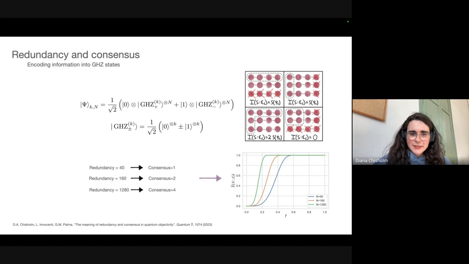If redundancy is 20, so basically, as you can see, 40 is this plot here, this blue line. In order for me to reach the value of 1 of mutual information, I need an F value which is more or less 0.6. So if it's more or less 0.6, it means that only one person can have access to 60% of the environment, because then the remaining 40% will not be enough to give you enough information about the system.